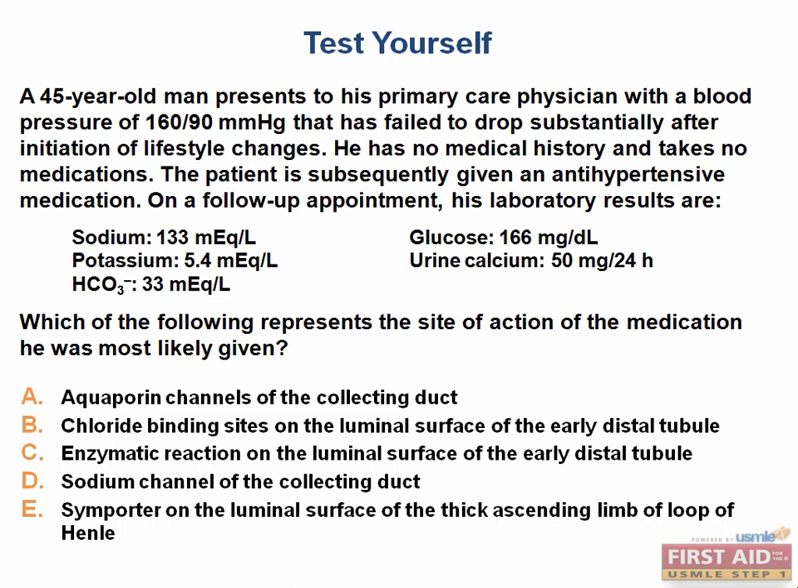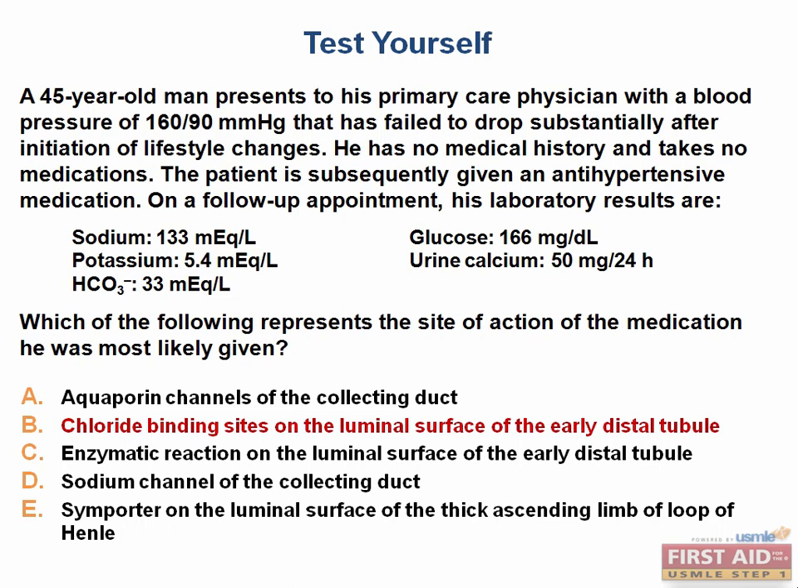On a follow-up appointment, his laboratory results are sodium of 133, potassium 5.4, bicarb of 33, glucose of 166, and urine calcium of 50. Which of the following represents the site of action of the medication he was most likely given?